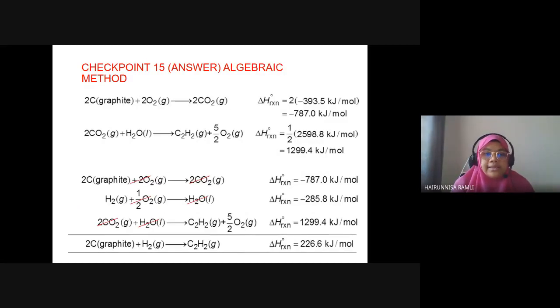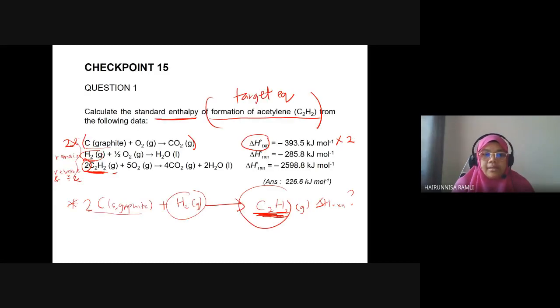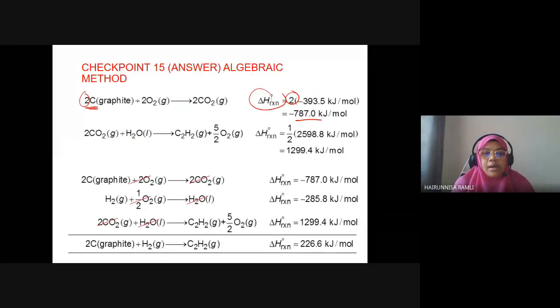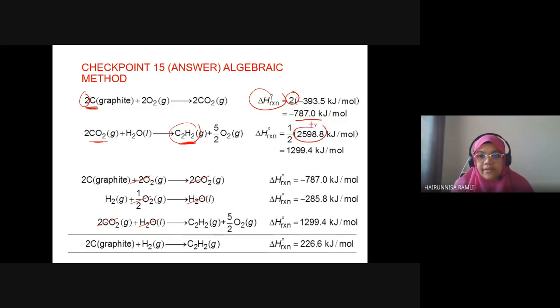So, tadi kan kita kata carbon ni tadi kena darab 2 kan. So, that's why the enthalpy reaction also multiply with 2. And yang number 2 kita tak ubah apa-apa, kita remain. Okay, so that's why for only for CO, here, the third equation, you reverse the equation. C2H2 jadi belah kanan and then you bahagi 2 tadi kan. So reverse, you akan dapat positive value and you bahagi 2, darab dengan setengah lah. Okay, you get the answer.